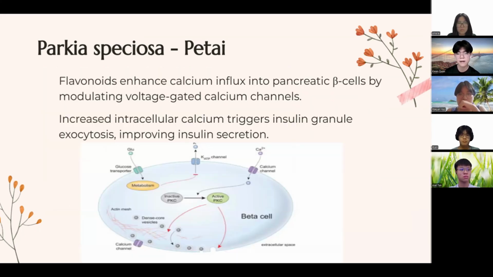So next, the flavonoids also modulate voltage-gated calcium ion channels, enabling the calcium ions to enter the cell to activate the calcium-dependent protein kinase 2, which helps to facilitate the fusion of the insulin-containing vesicles with the plasma membrane, such that the insulin will be secreted out of the cell, promoting exocytosis, and it affects the increased uptake of glucose by cells, thereby decreasing the blood glucose levels. Yeah, I will pass it on to Emily.